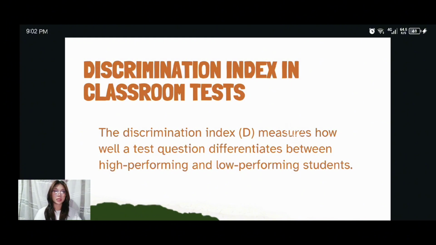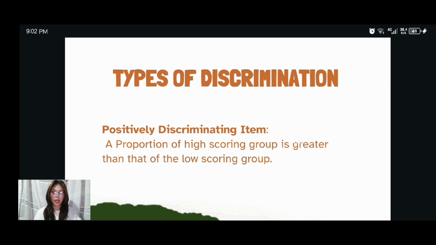So we have the next part, which is we have three types of discriminating items. First is we have the positively discriminating item. So what is a positively discriminating item? This means a test item where the proportion of the high scoring group answering correctly is greater than the proportion of the low scoring group answering correctly.